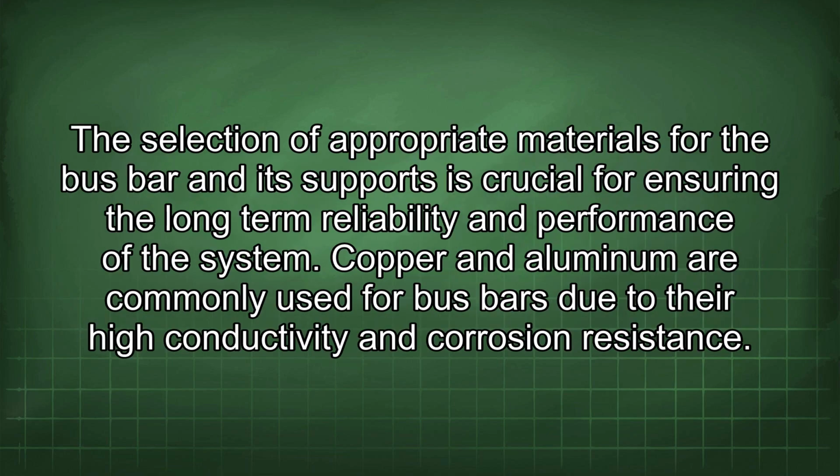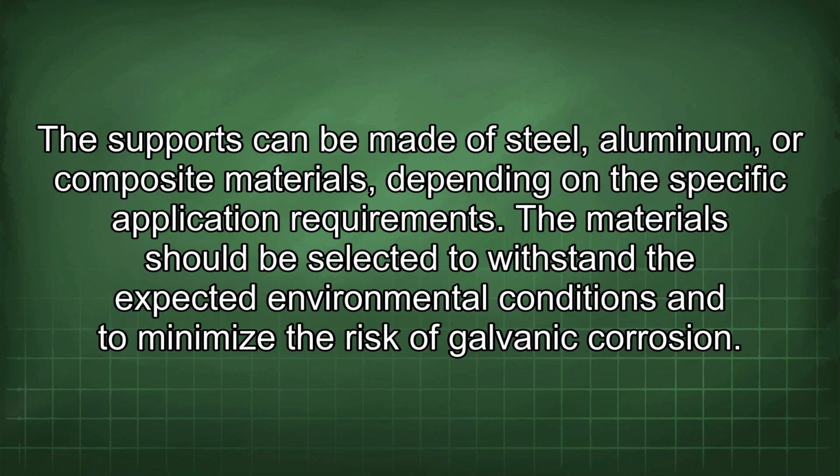The selection of appropriate materials for the bus bar and its supports is crucial for ensuring the long-term reliability and performance of the system. Copper and aluminum are commonly used for bus bars due to their high conductivity and corrosion resistance. The supports can be made of steel, aluminum, or composite materials depending on the specific application requirements. The materials should be selected to withstand the expected environmental conditions and to minimize the risk of galvanic corrosion.